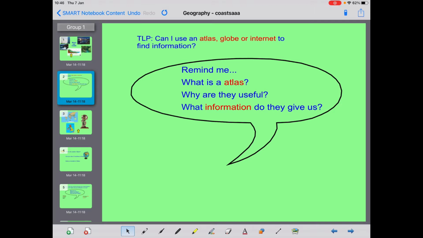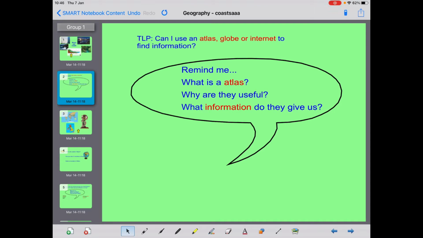Okay, an atlas is basically a book of maps. Now they can be very simple or they can be more challenging. They're useful because they give us information about the world, our place in the world, about countries, rivers, all sorts of both natural and man-made features. And I've kind of answered my third question there about what information they give us.